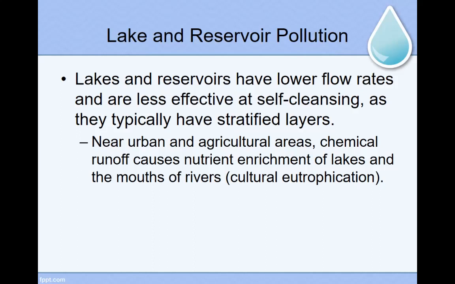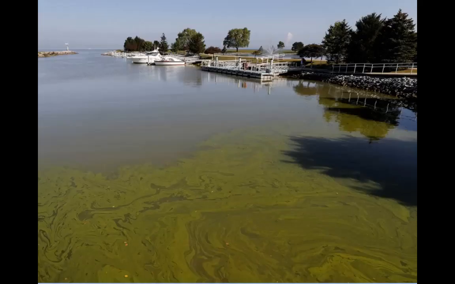So, near urban and agricultural areas, chemical runoff, pesticides, fertilizer, etc., causes huge amounts of nutrients to show up in lakes and the mouths of rivers. This is what's known as cultural eutrophication. This nutrient overload produces huge algal blooms and bacteria overgrowth, which is going to end up depleting the available oxygen and often kills off fish and marine organisms in the bottom waters. This creates what are known as dead zones. And if you've ever seen something like this, you probably know what I'm talking about.